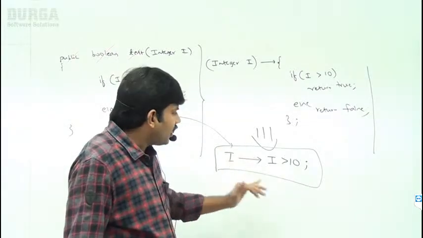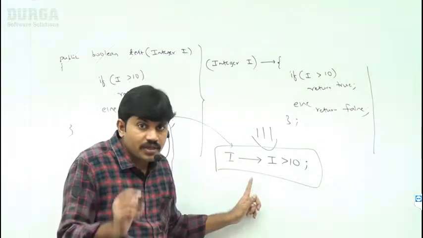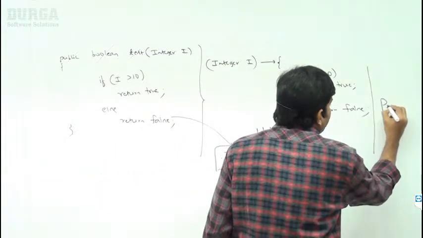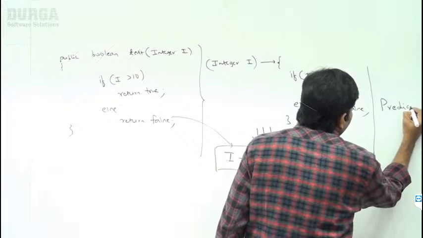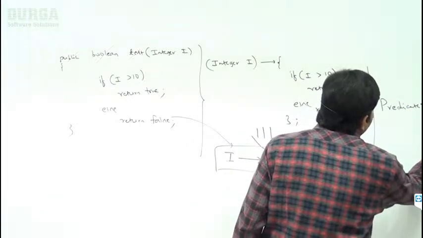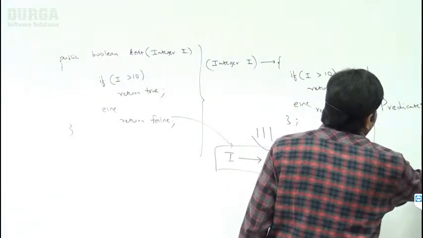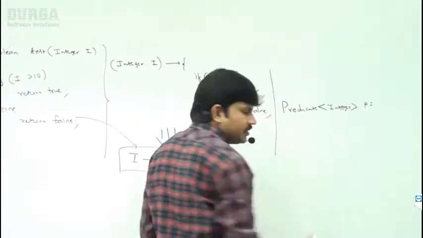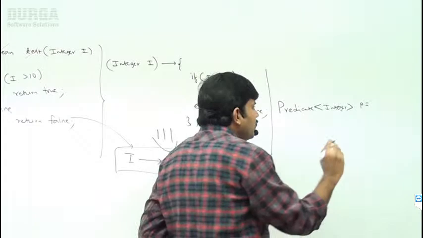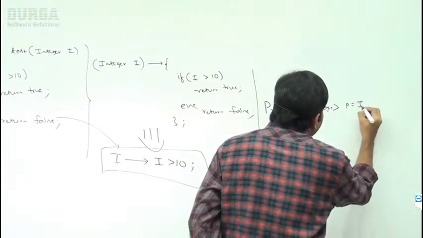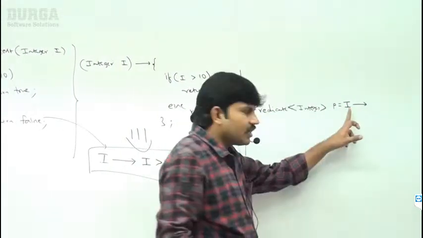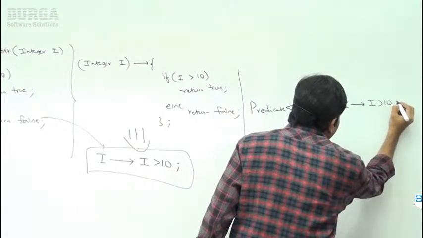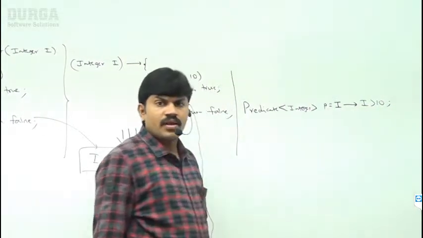So how can I write the equivalent? Okay, this is the equivalent lambda expression. Of course, the equivalent predicate is Predicate of Integer p is equal to, it will take some i value as input and it will perform greater than 10 or not. Are you getting it?